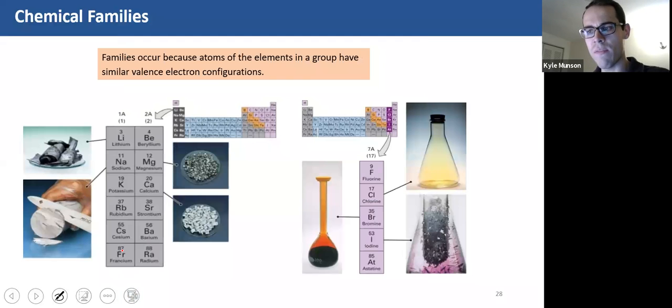Okay, so families occur because the atoms of the elements in the groups have similar valence electron configurations. And these valence electrons are the electrons that are involved in bonding and reactions. So because the elements have similar valence electrons, their properties are also similar, okay? And this is just some pictures showing that the way they look, different things like that, is similar for all the elements in a chemical family. And again, that has to do with the number of valence electrons.